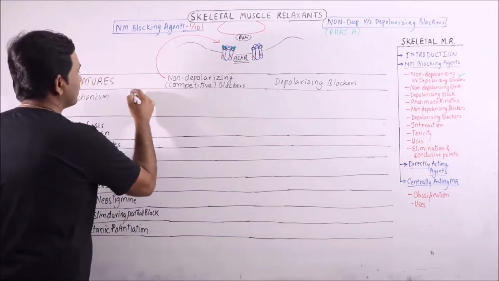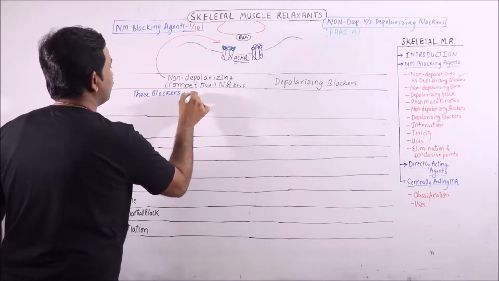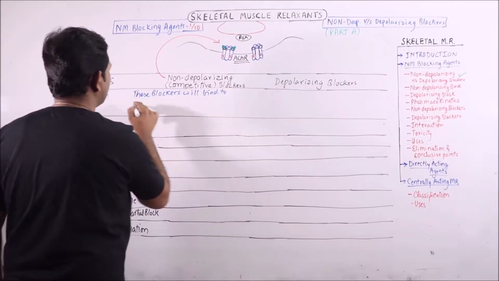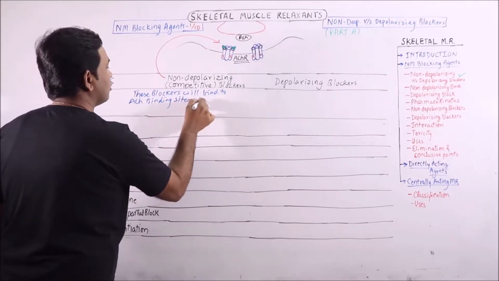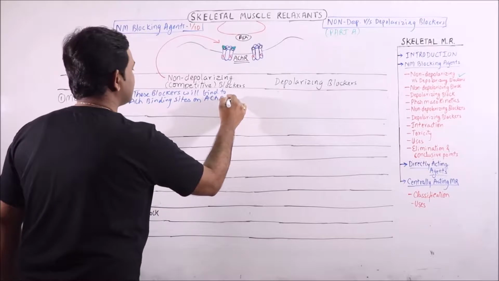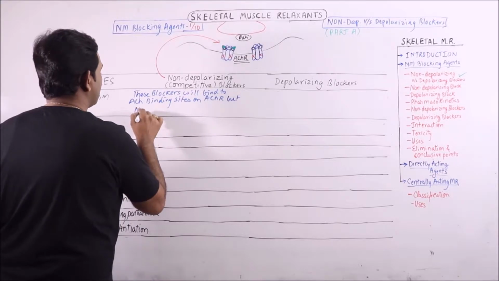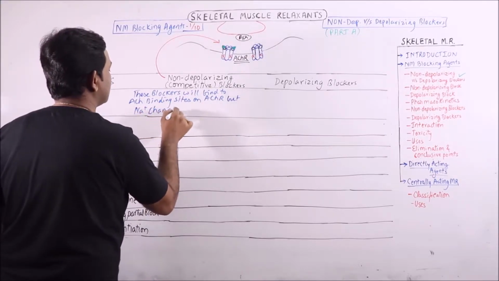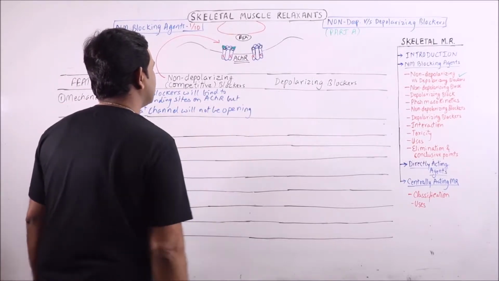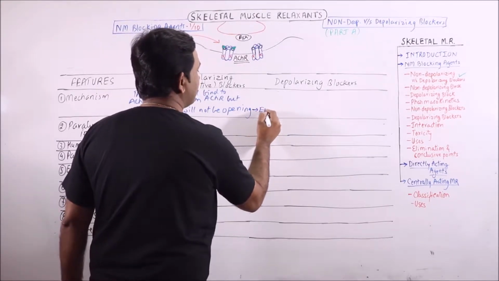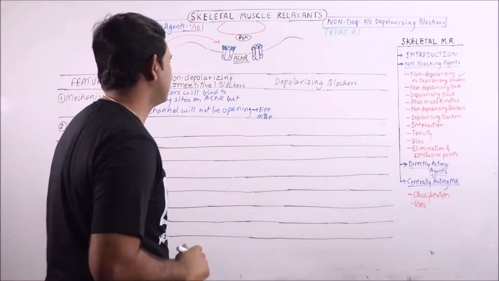So mechanism is that these blockers will bind to acetylcholine binding sites on acetylcholine receptors, but sodium channel will not be opening. So no end plate potential and so no muscle action potential.